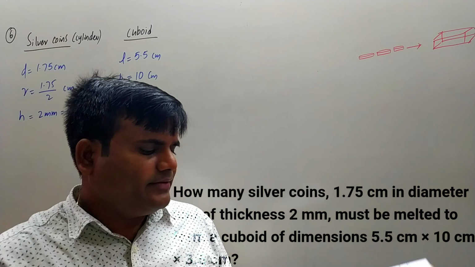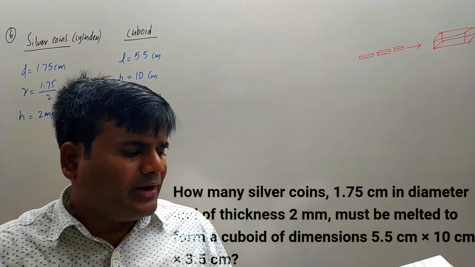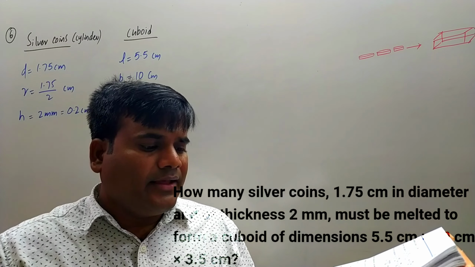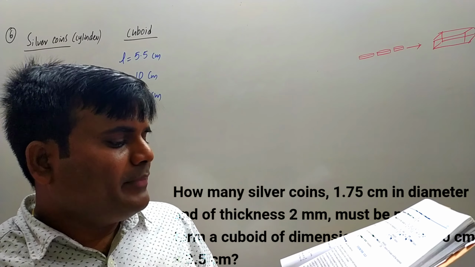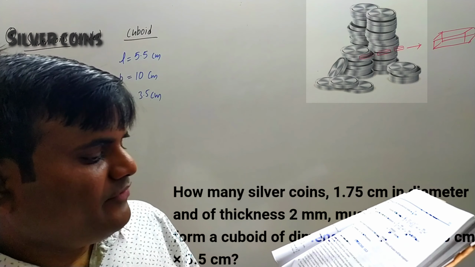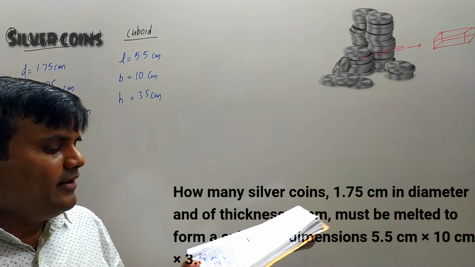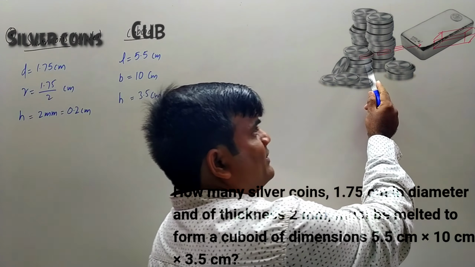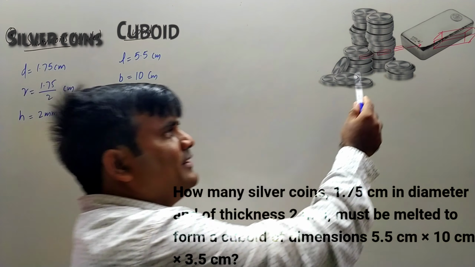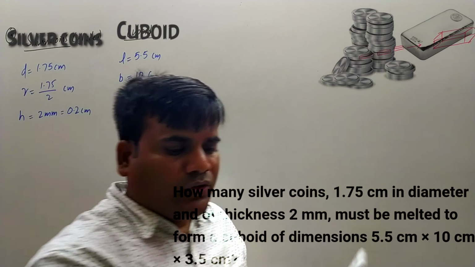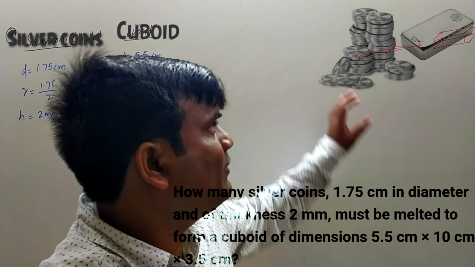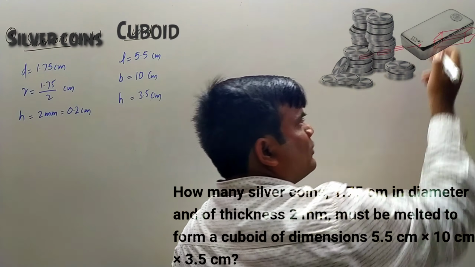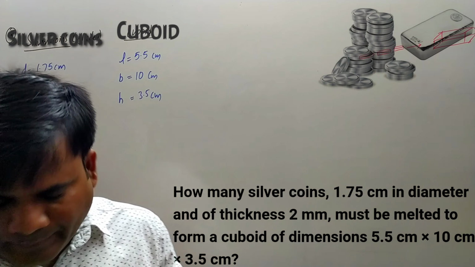Next, question number 6. How many silver coins 1.75 centimeters in diameter and thickness 2 mm must be melted to form a cuboid of dimensions 5.5 centimeters, 10 centimeters and 3.5 centimeters. So how many silver coins are needed? So the silver coin shape is cylindrical shape. These are melted and recast into cuboidal form. So here volume of all silver coins is equal to volume of the cuboid.